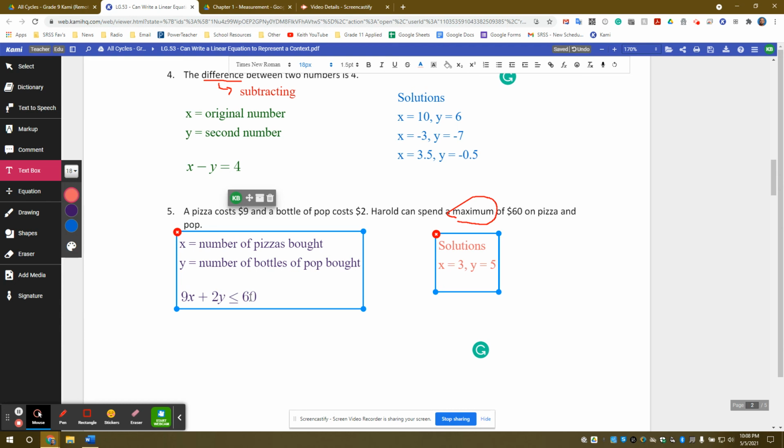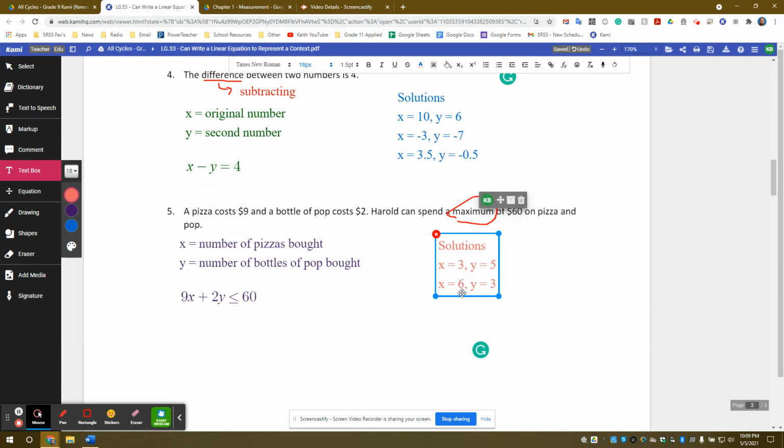We could try to find the maximum possible solution as well. Okay, and that could maybe be a little more difficult unless we can really visualize it. But if x is equal to 6 and y is equal to 3, okay, 9 times 6 is 54. 2 times 3 is 6. Add them together, that equals 60. That's our maximum solution, or one of our maximum solutions. We could buy 6 pizzas and 3 bottles of pop, and that would equal exactly $60. So if this was an equal sign, this would be one of our solutions. Because it's a less than or equal to, we have a lot of different solutions that we could come up with.